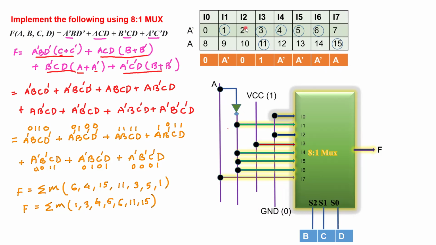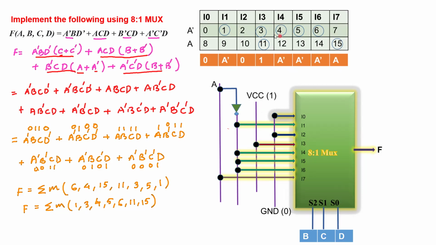So then I2, since there is no circle of the mean terms here, I2 should be tied to logic 0. I3, both rows have the circles of their mean terms. Therefore, the I3 should be tied to logic high or 1. So I3 goes to VCC here.